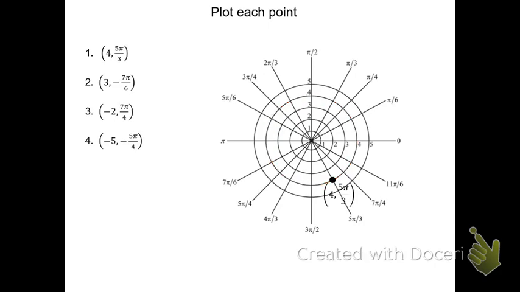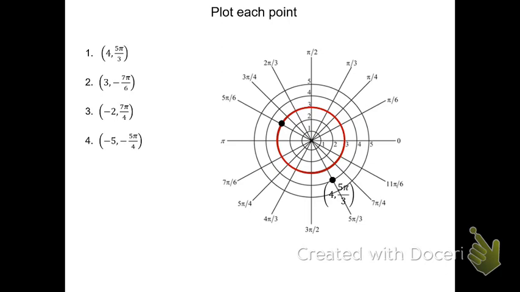For example 2, we're going to plot the point 3, negative 7 pi over 6. So we're going to go out to the third circle, but instead of rotating 7 pi over 6 in a counterclockwise direction, we're going to go 7 pi over 6 in a clockwise direction. That's going to take us to right here. Again, we rotated negative 7 pi over 6, so that's just past pi, but going in the other direction.